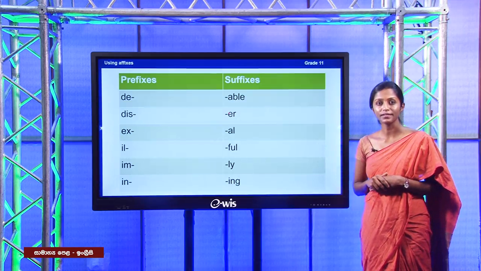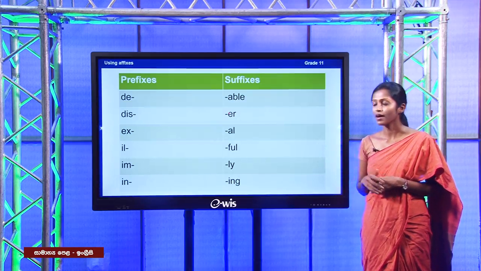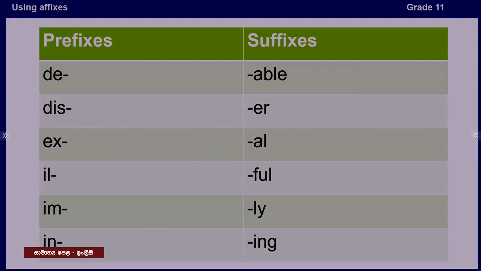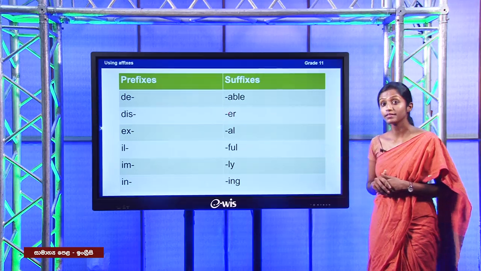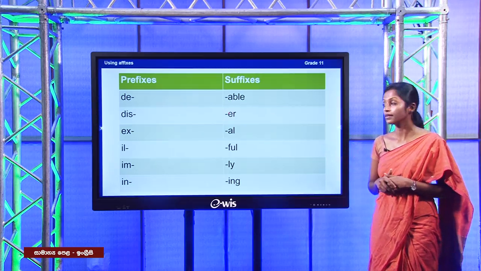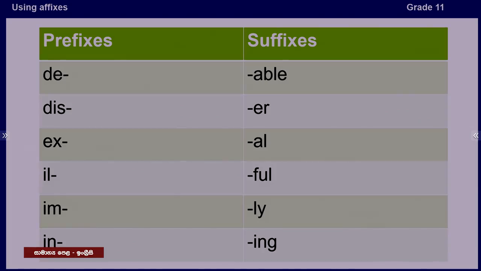Here are some examples for prefixes and suffixes. I have selected some of the commonly used prefixes and suffixes. Let's look at prefixes first. De, dis, ex, il, im and in. And then suffixes. Able, al, full, ly and ing, which is one of the famous suffixes that we are using. These are not mere letters. They do carry meanings.